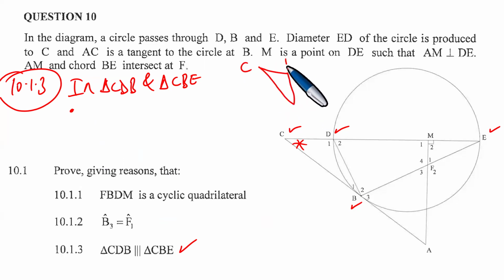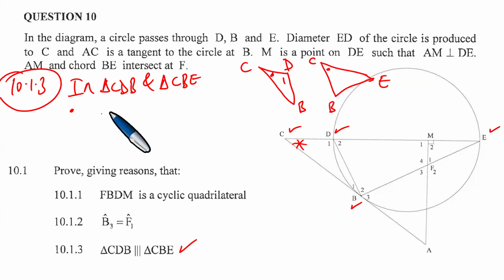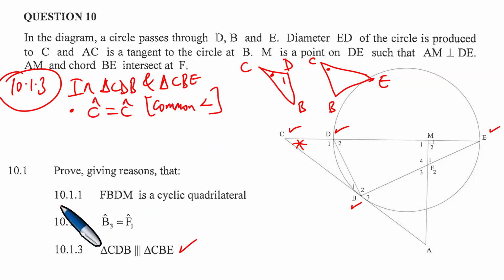You can draw CDB one, and then also do CBE, and realize that this angle is equal to this angle there, which means that angle C is equal to angle C. This is a common angle.